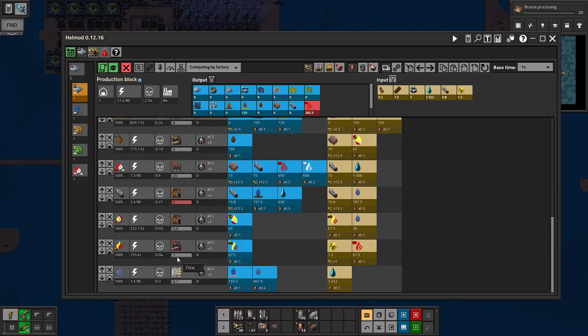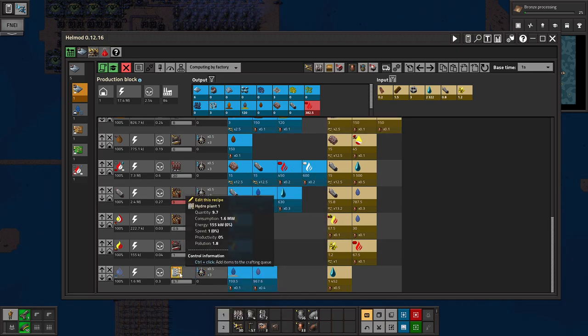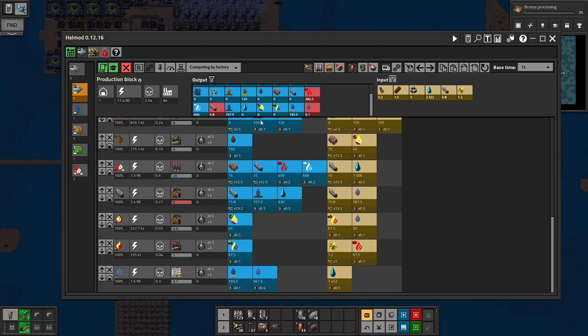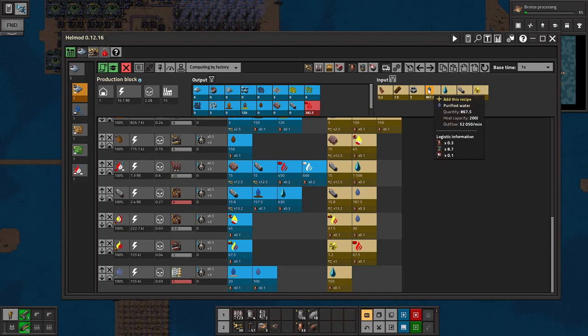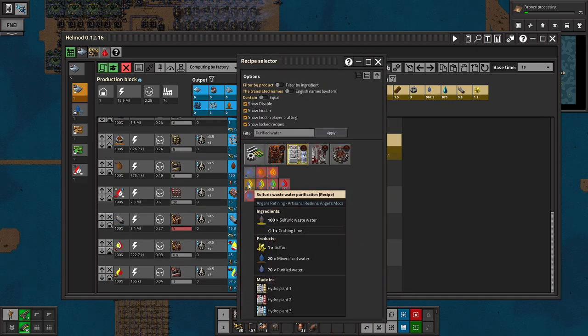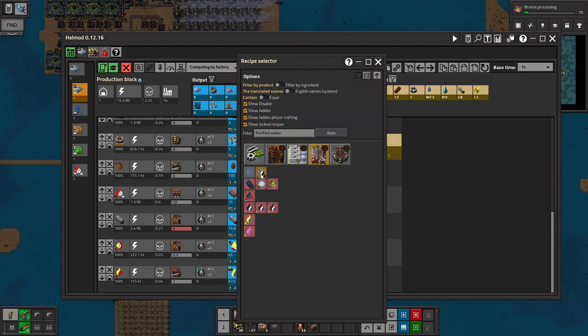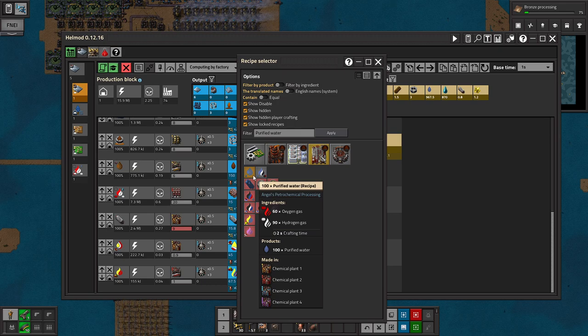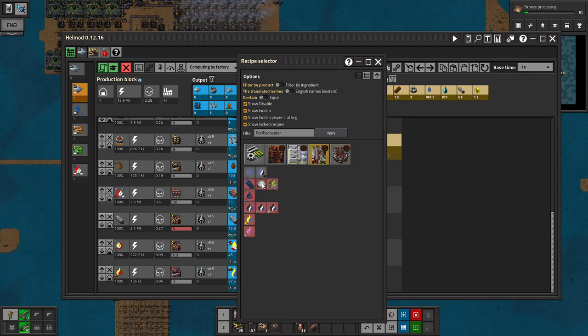It's kind of nice that... You need so many water plants. It's crazy. How much purified water do you need? What's another way to make purified water? It's 100 from that. Could make it from those. That doesn't do anything, right?